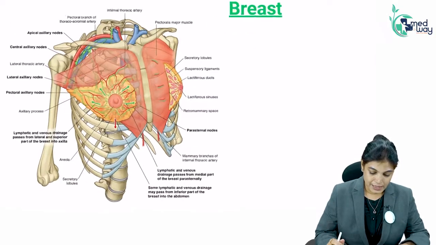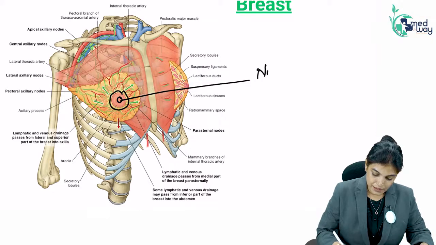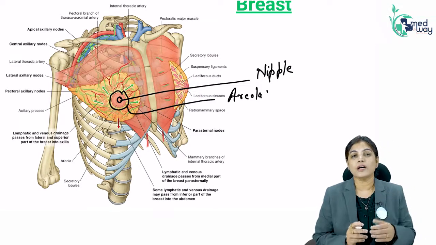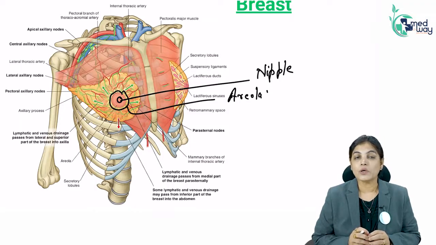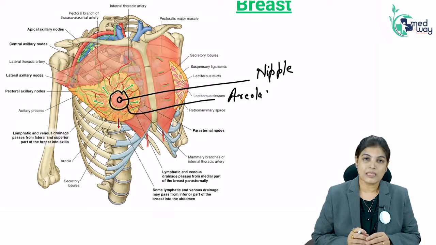Now here we can see, I just want to enlarge this image so that you can see the mammary gland. In the center there is the nipple and the surrounding area. So this is the nipple, this is the areola. The nipple and areola are the structures of the mammary gland which are located in the skin area. The location of the nipple is in the fourth intercostal space.